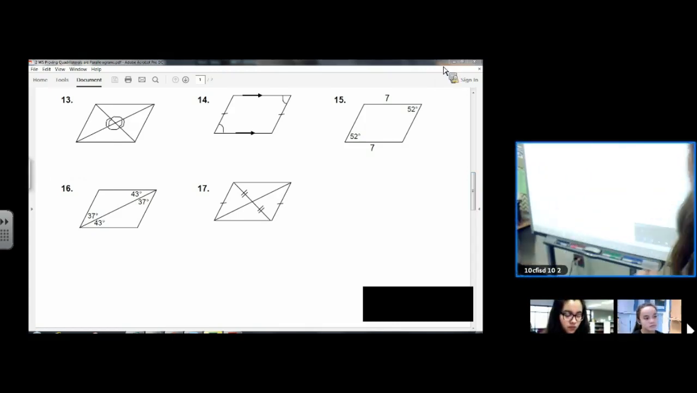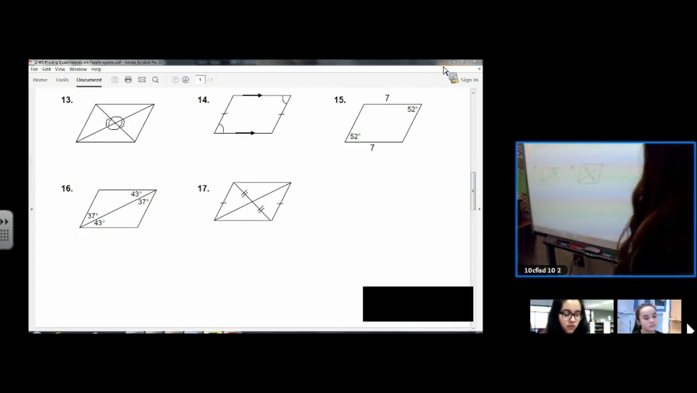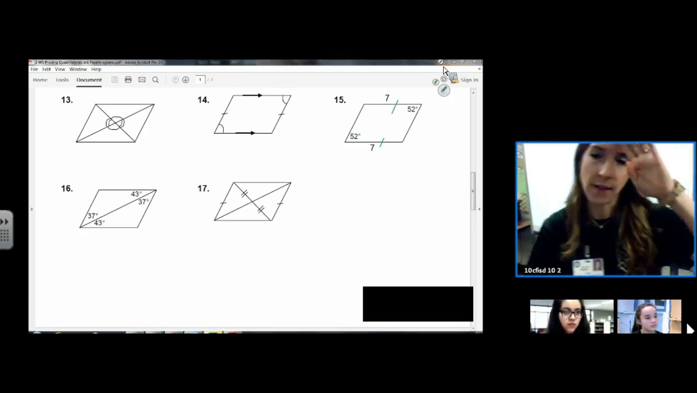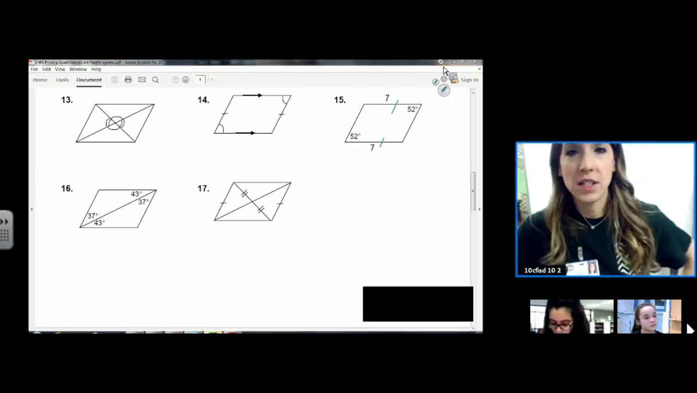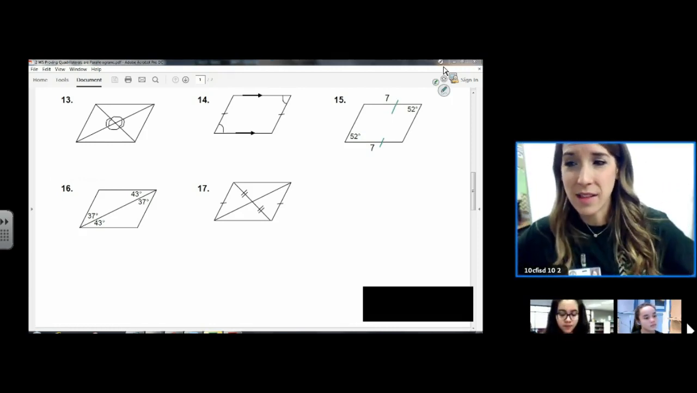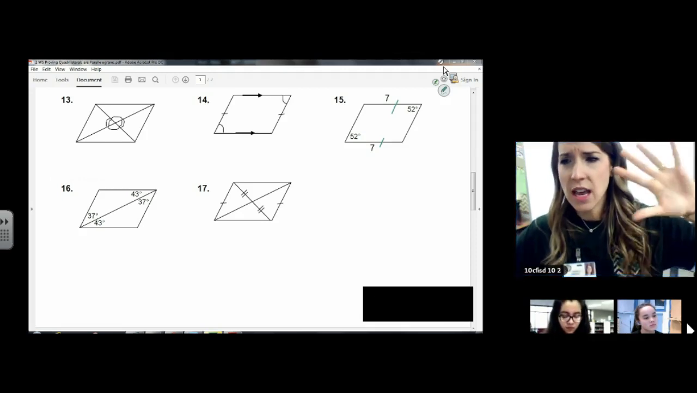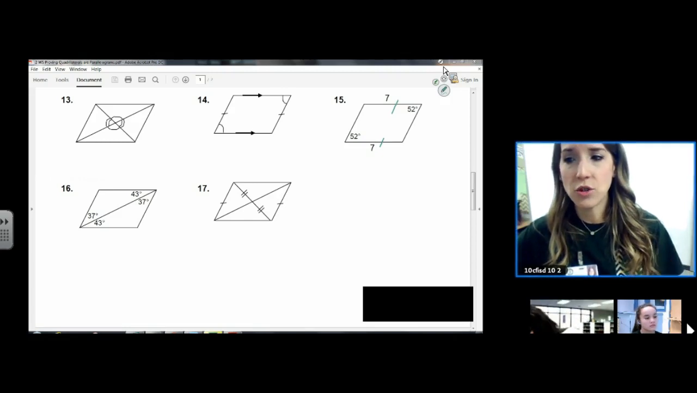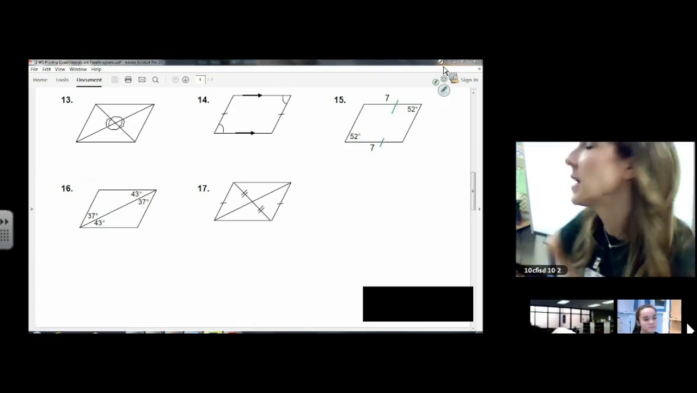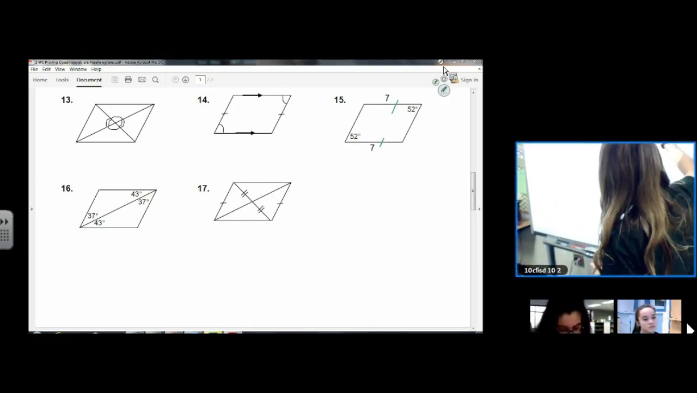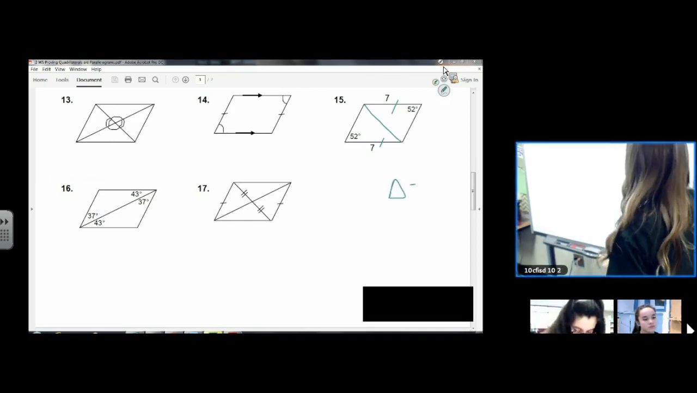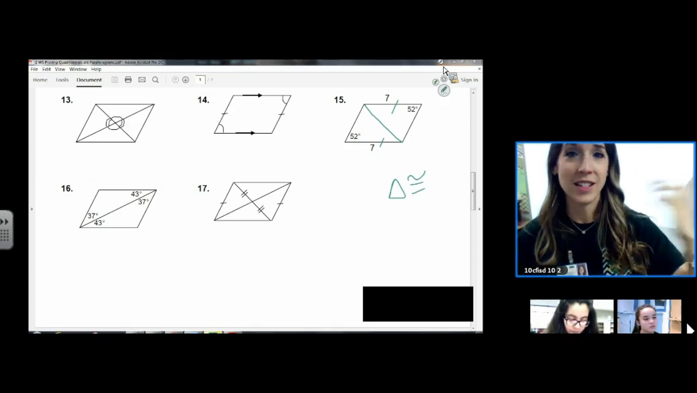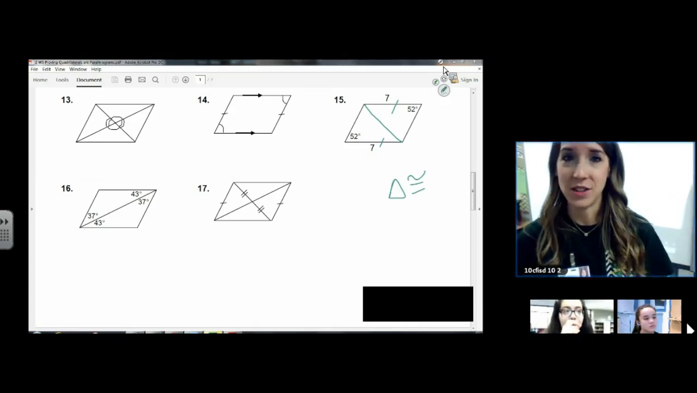Now looking at number 15. When you look at your picture, you can add tick marks here if you really want to. 7 is equal to 7. When you don't know where else to go in your picture, when you're not sure if you can find the missing angles, if you don't know what else to do, then just go ahead and draw yourself a diagonal. Because if you draw a diagonal, you can play the congruent triangle game. You can say, are those two triangles congruent? Because if they are, the answer is yes. If they're not, the answer is no.